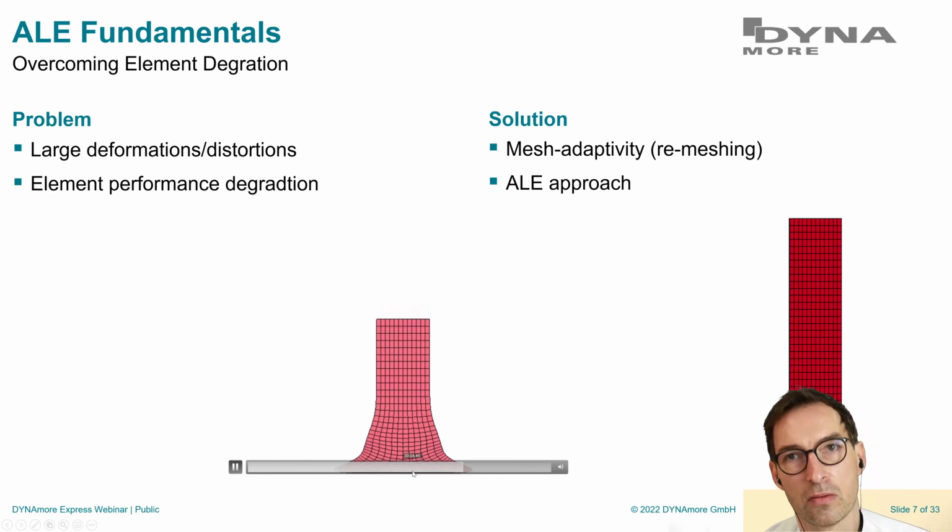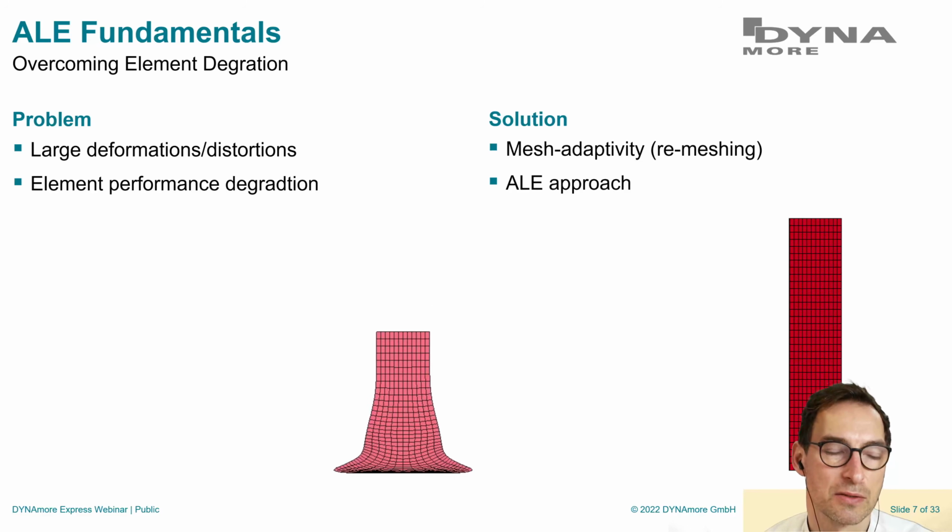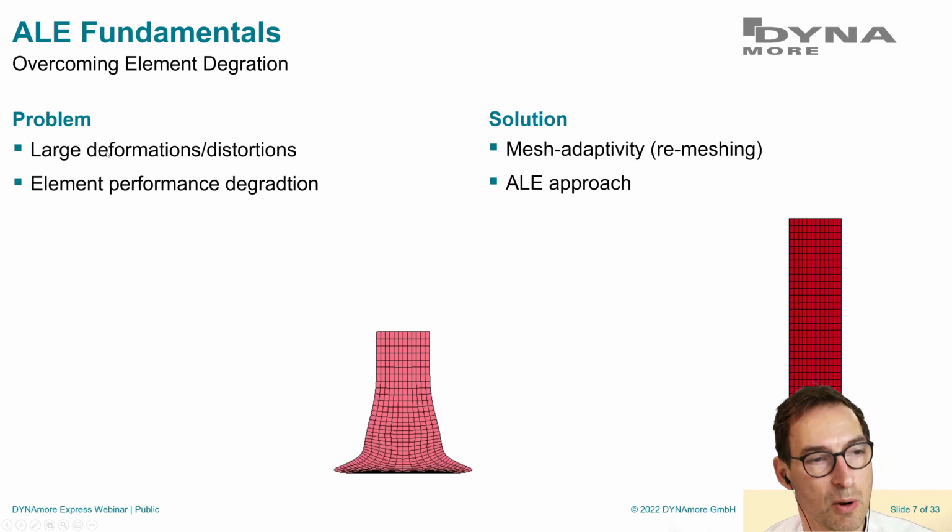And as you may know, the finite element method is not suitable for heavy mesh distortions. So if you have degenerated elements, the finite element method usually fails. And this is the problem we have to deal with: large deformations and element performance degradation. Oh, okay, there's a misspelling here. Anyway, so what's the solution to this one?